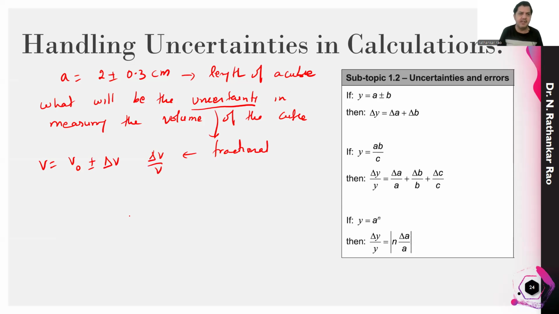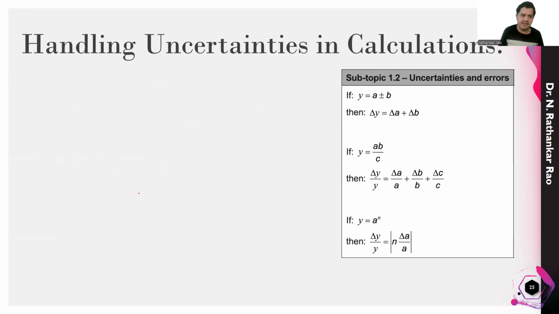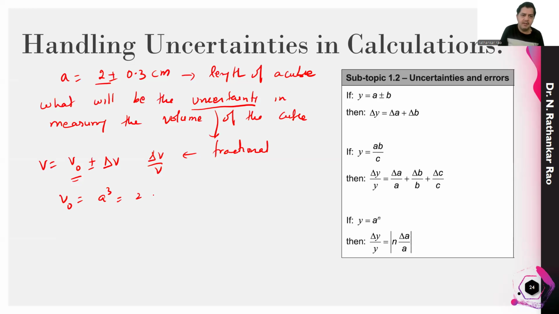So what we need to do is take this information and convert it into this. How do you do it? Now, what is V0? V0 is the volume of the cube. If one length of this cube is given, what is the volume of the cube? Volume of the cube is a cube, which is 2 cube, which is equal to 8 centimeter cube. So therefore, I can now write V is equal to 8 centimeter cube.